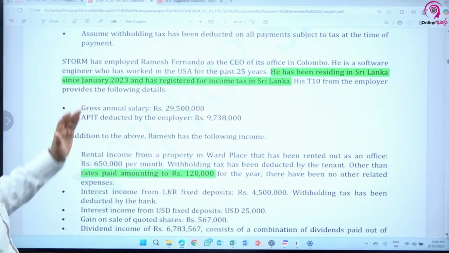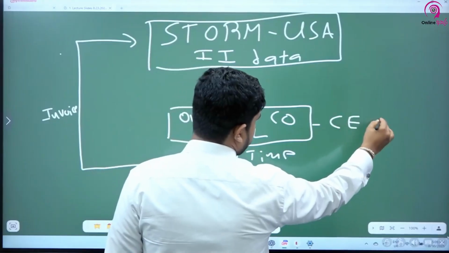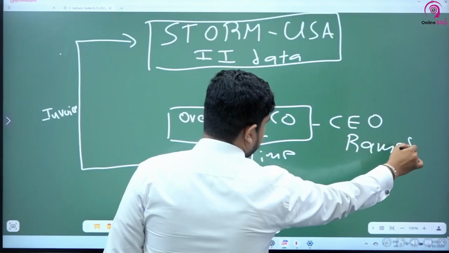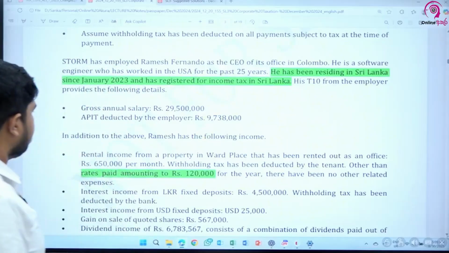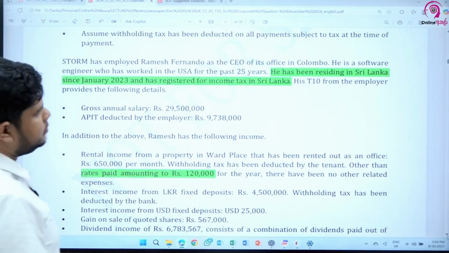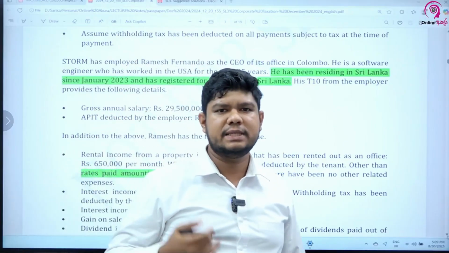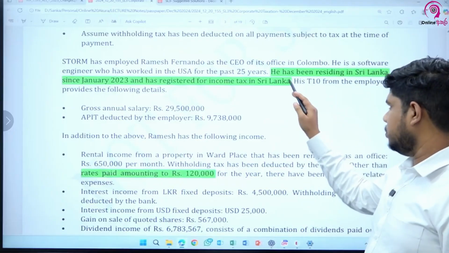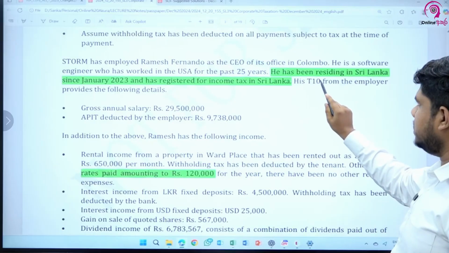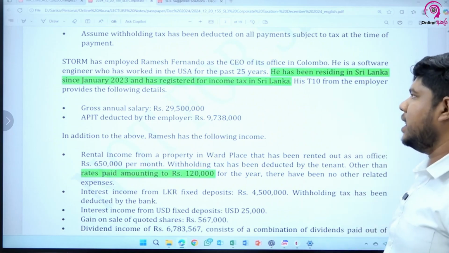Next, Storm has employed Ramesh Fernando as the CEO of its office in Colombo. He is a software engineer who has worked in the US for 25 years. He has been residing in Sri Lanka since January 2023 and has registered for income tax in Sri Lanka. See that, the question itself says he is residing in Sri Lanka. Now, I hope you are understanding every section. There is a term in the act, residing. Under section 69, an individual is considered to be a resident individual if he resides in Sri Lanka.